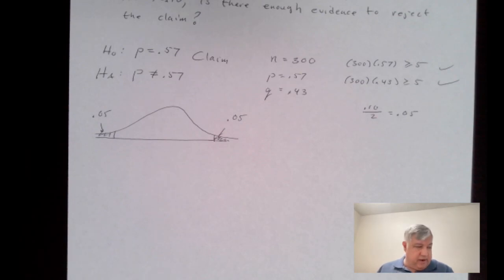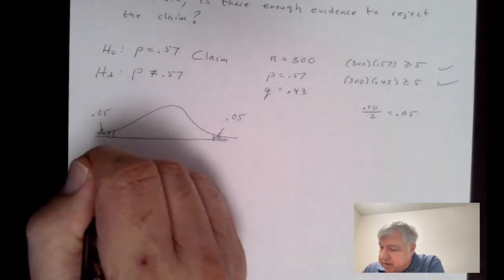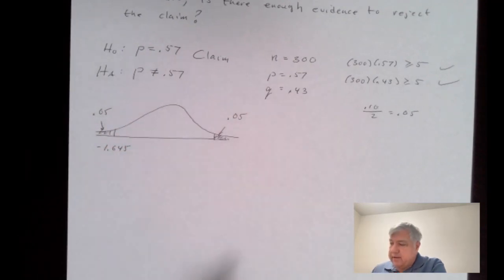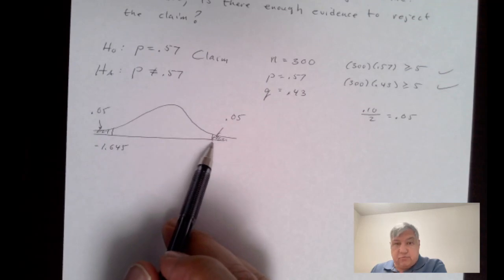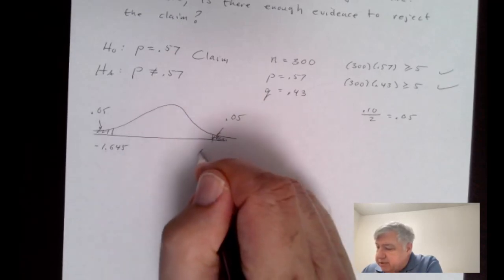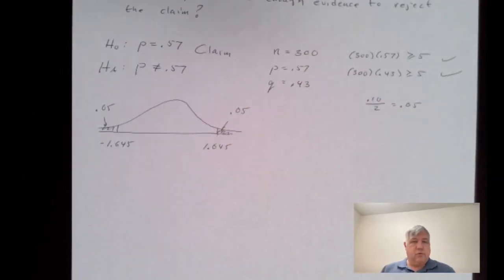And once again, if we take the inverse norm of 0.05, this is going to be negative 1.645. And this, of course, you can say take the inverse norm of 0.95 or just take the opposite of this, since this is symmetric. So this is 1.645. Okay, so those are our rejection regions.